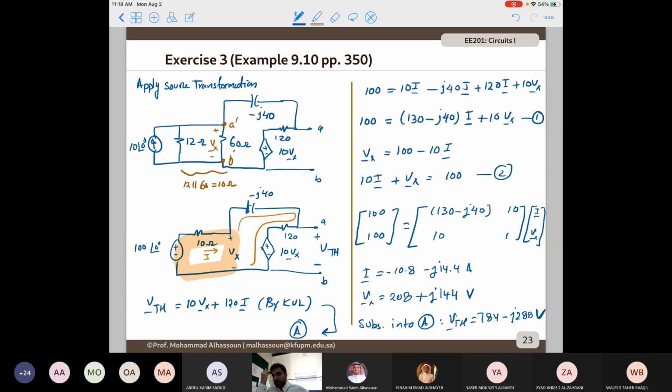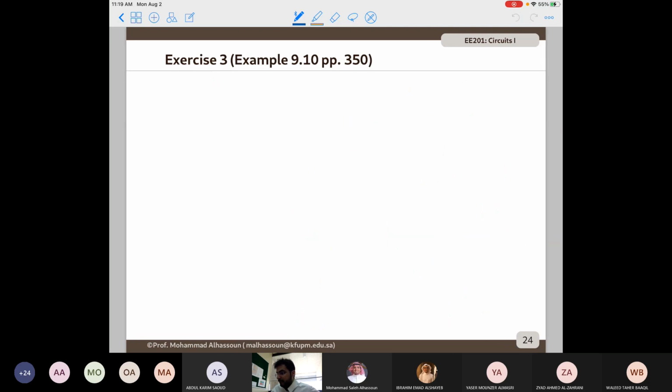The second one is applying a test source, and this is the approach I'm going to use. I'm going to apply a test voltage and find the test current, and I take the ratio of the voltage test over the current test, and this should give me the required impedance. So let me do that.